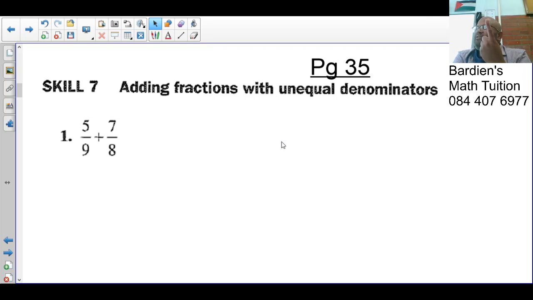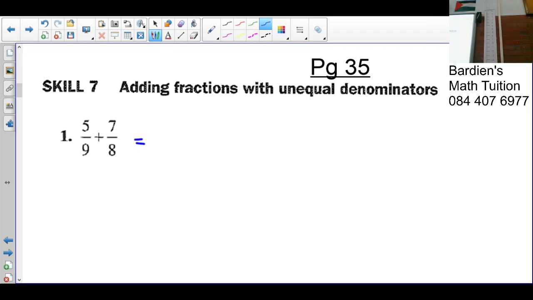Can 8 go into 9? No. 18, 27, 36, 45, 54. Can 8 go into 54? No. 63. Can 8 go into 63? No. 72? Yes. So that makes 72 the LCM.